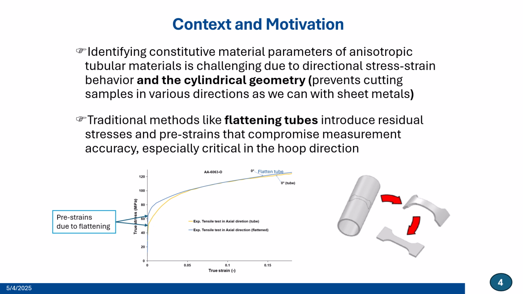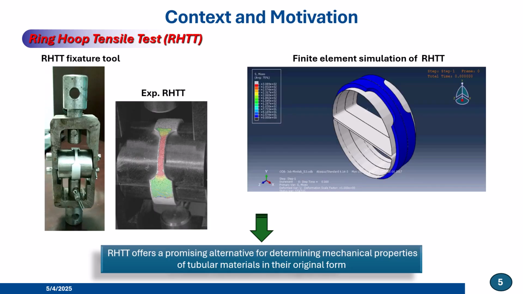in these illustrations, where we show here the tensile test of two specimens cut from the same materials, but the first one is cut after flattening the tube, and the second one is obtained after cutting a tensile sample along the axial directions. So these testing artifacts particularly compromise measurement accuracy in the hoop direction, which significantly influences component performance.